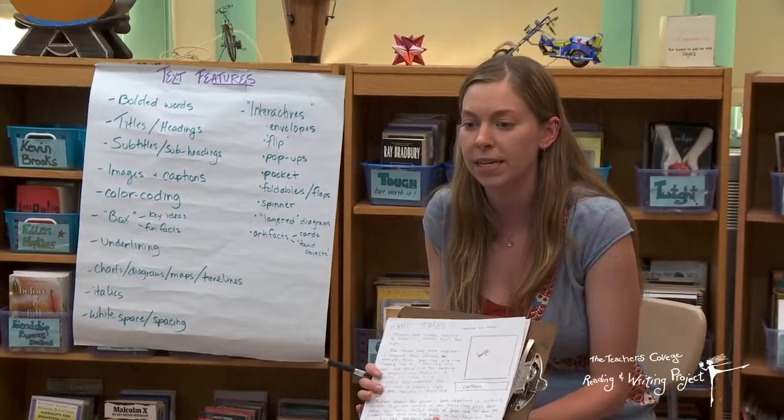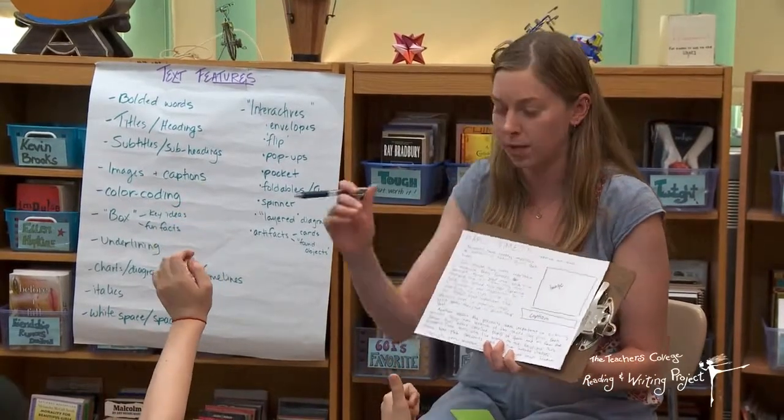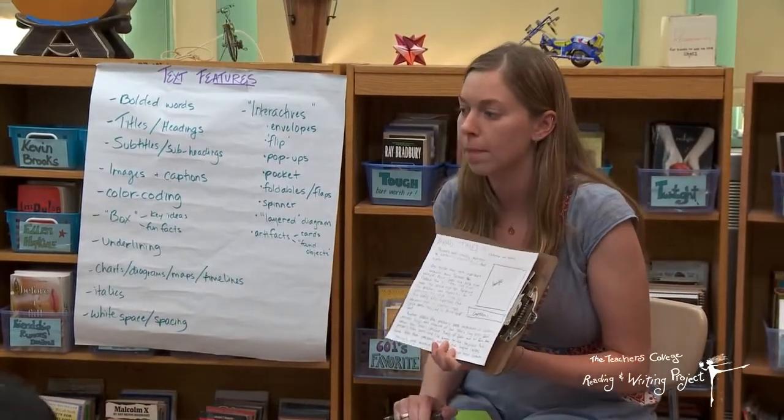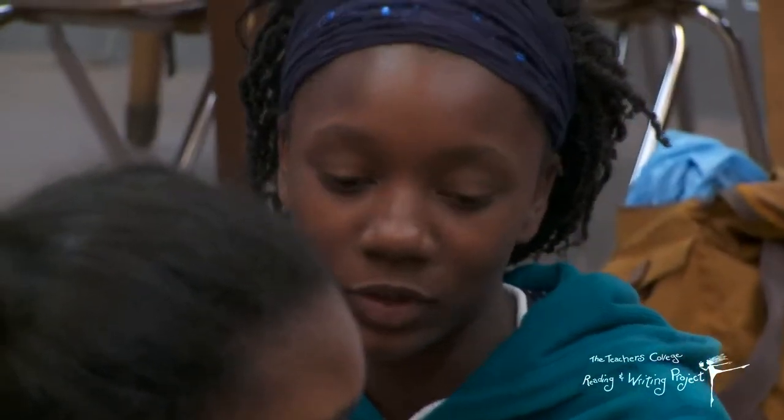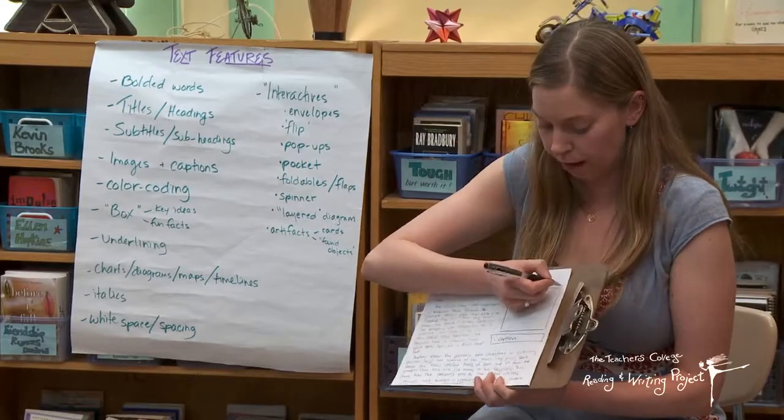Okay, let's come back together. So who's got some ideas? What are some suggestions that would help? Tamika, what's one suggestion? For images and captions, you can have two different pictures to show how they did farming and taxes. So I could divide this image in half.